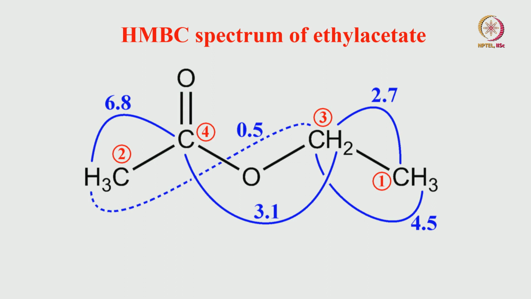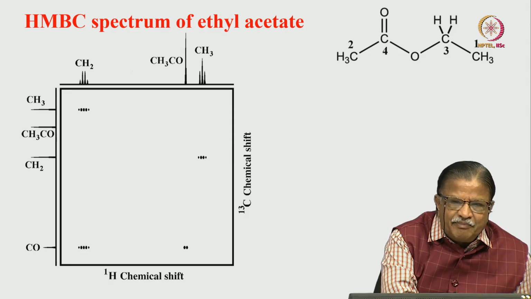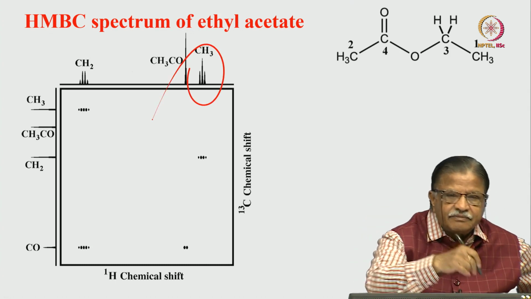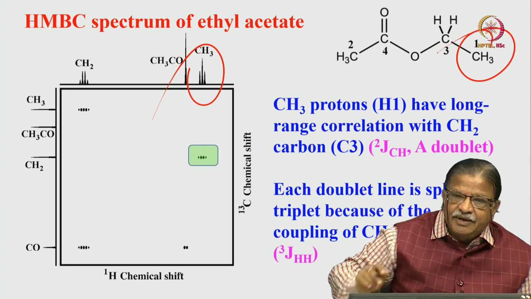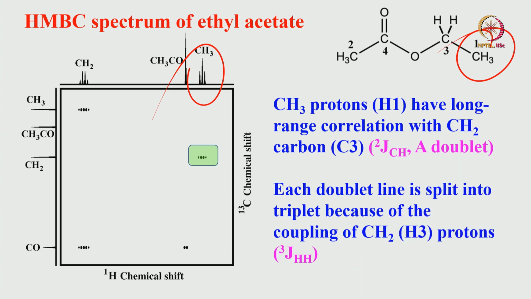So we will look at a realistic example of an HMBC spectrum of ethyl acetate. This is a simple molecule. Let us look at this. Exactly like we analyzed HSQC, the same molecule I am taking, we will analyze the HMBC spectrum. How do you analyze the HMBC spectrum here? Start with CH3. The CH3 protons, which are marked 1, H1, have a long range correlation with the CH2 carbon. These protons are correlating to this carbon, that is a 2 bond coupling.